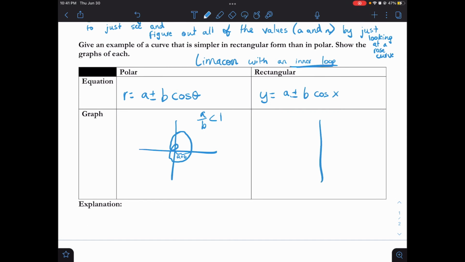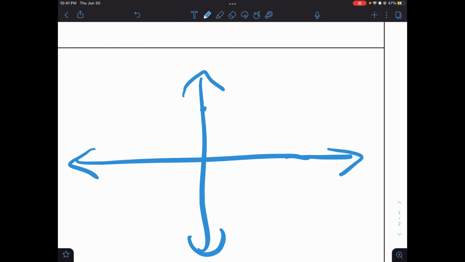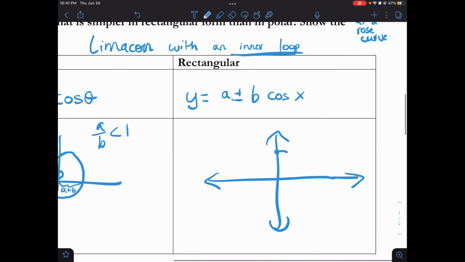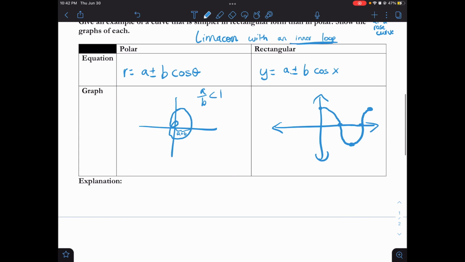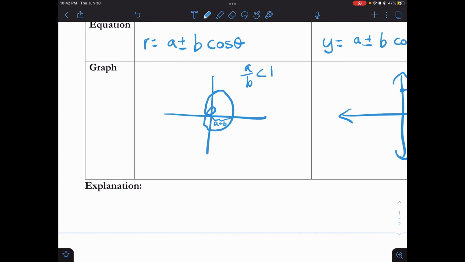But if we graph it on the rectangular, it's just a plain and simple graph. Well, it's easier than the polar graph. So we just go up. We have a vertical shift, and then our period is a little different, so it's just a little wider, so it's going to be something like that. So now we can see each and every point and where they are, so that's why that's easier.